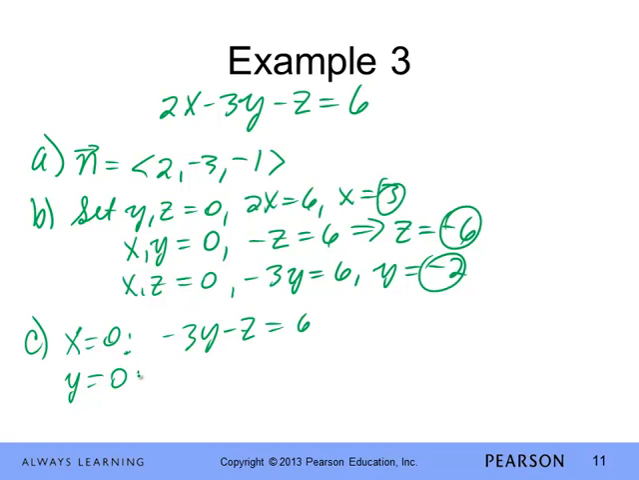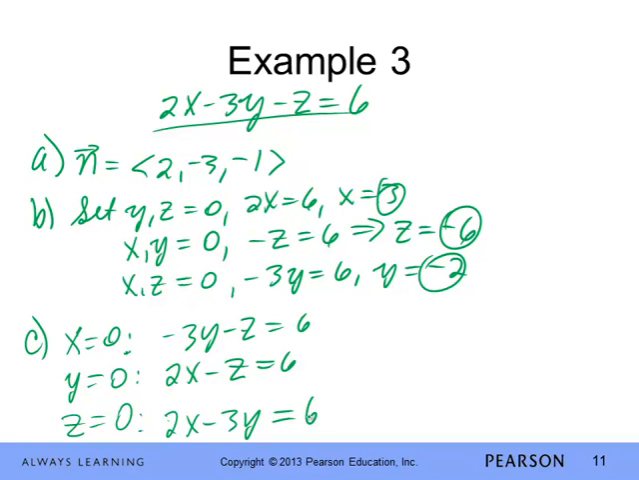Set y equal to 0, then you'd have 2x minus z is equal to 6. So in the xz plane, 2x minus z is equal to 6 is the equation of the line where our plane will cross the xz plane. And finally, let z be equal to 0. So now we're on the xy plane. If you set z equal to 0, you have 2x minus 3y equals 6.